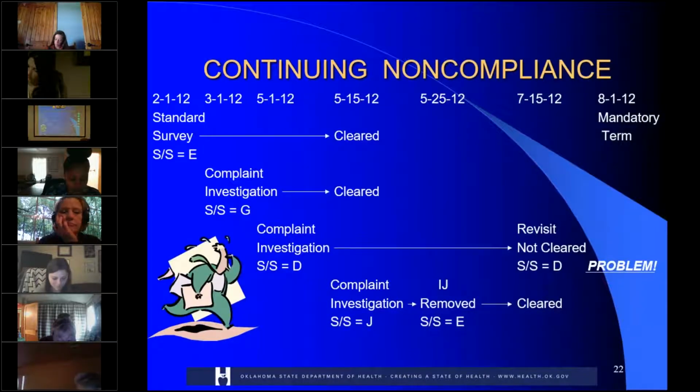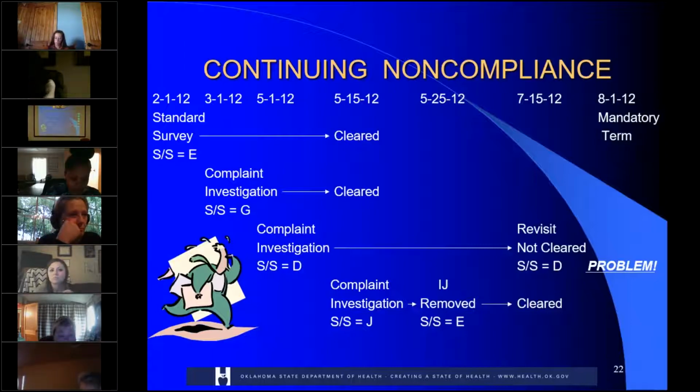Okay, continuing non-compliance. The standard survey, you had it in February. We go back in March. We have the complaint survey at a G. So both of those are now out of compliance. May 1st, we go back and there's a complaint investigation cited as scope and severity D. May 15th, you have the survey team come out and they clear the standard survey and the complaint investigation.